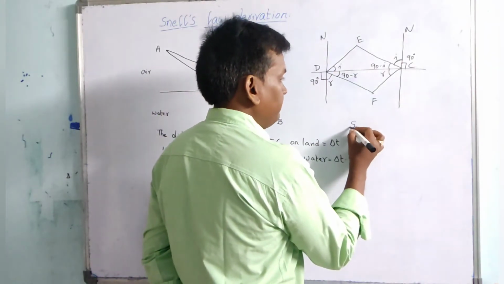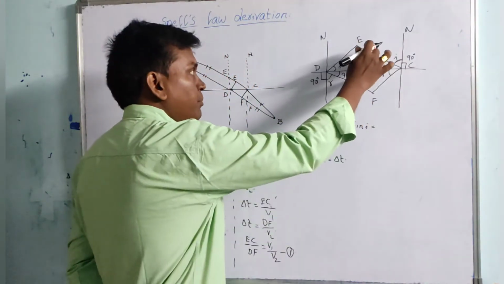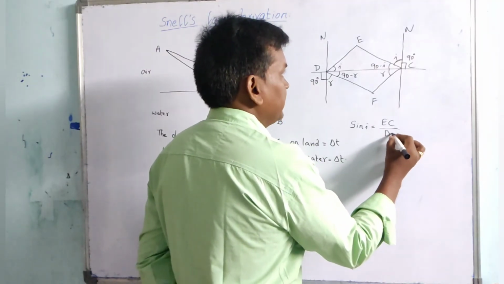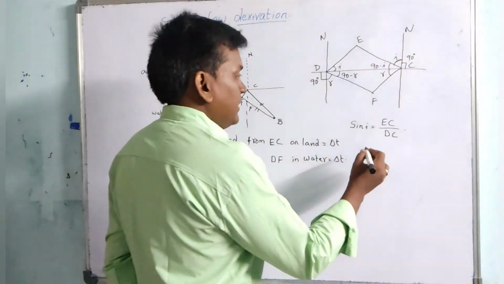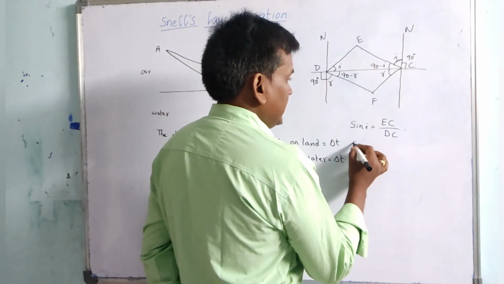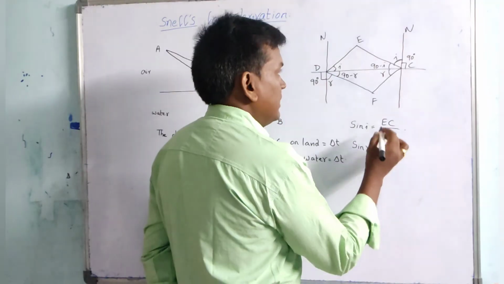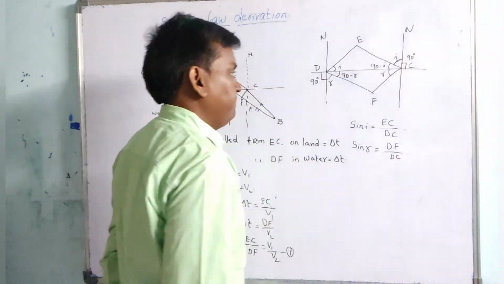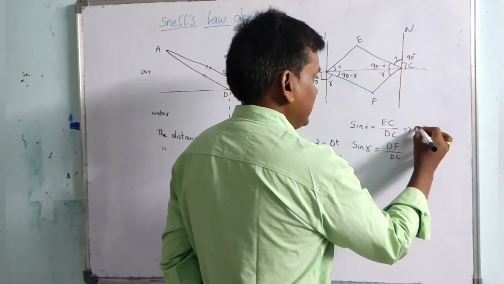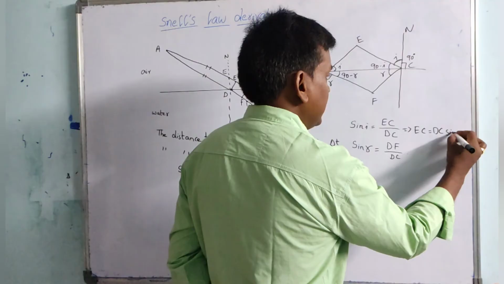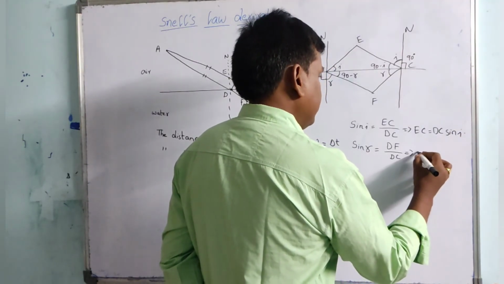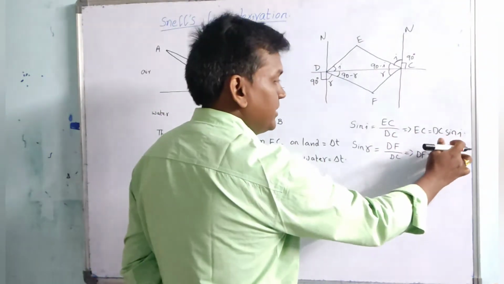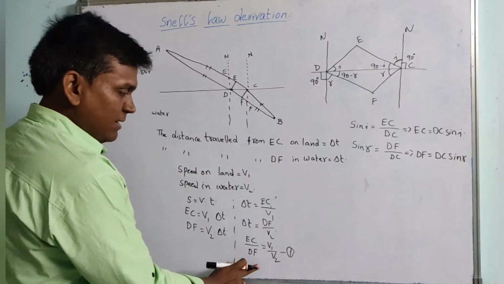Okay, now let us consider this I as sin I. See, we know that sin equals opposite by hypotenuse. That means sin I equals opposite, which is EC, by DC. And in the same way, if you consider sin R, the opposite side is DF and the other side is DC. From this we can write EC equals DC sin I, and DF equals DC sin R.